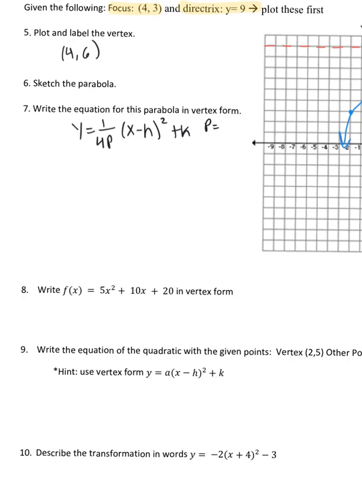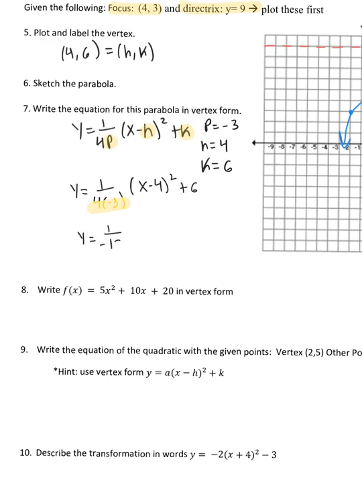So we said that our p-value above was -3. Remember, your vertex is at (h, k), so your h value is 4 and your k value is 6. And then you're going to go through your equation. We're going to substitute p, h, and k. h is going to change sign. So the only thing that you can simplify here is the very bottom of that fraction. So we're going to have 1 over -12 (x - 4)² + 6.